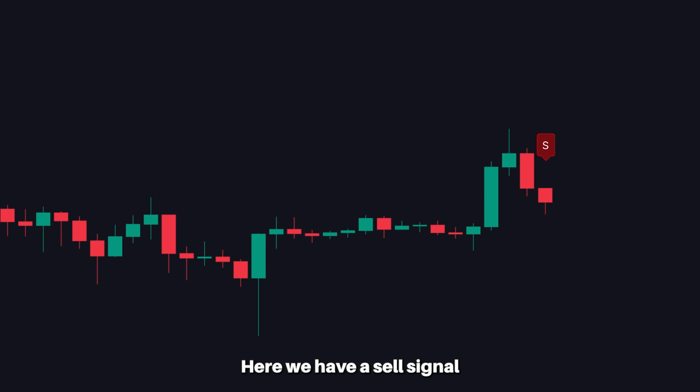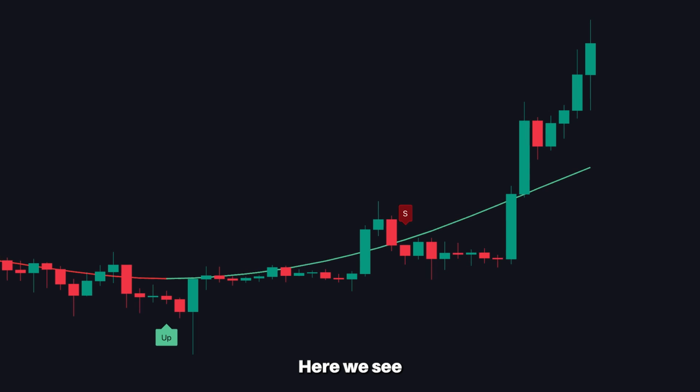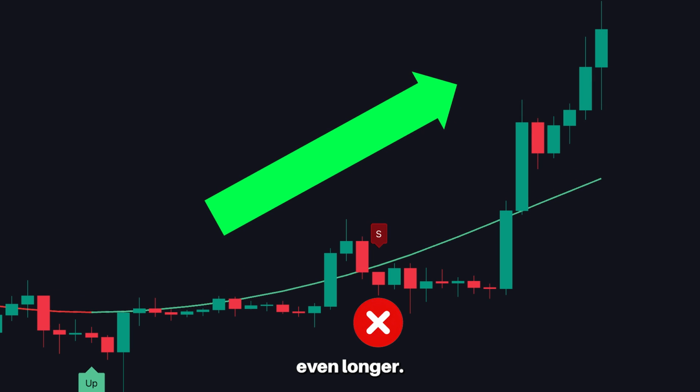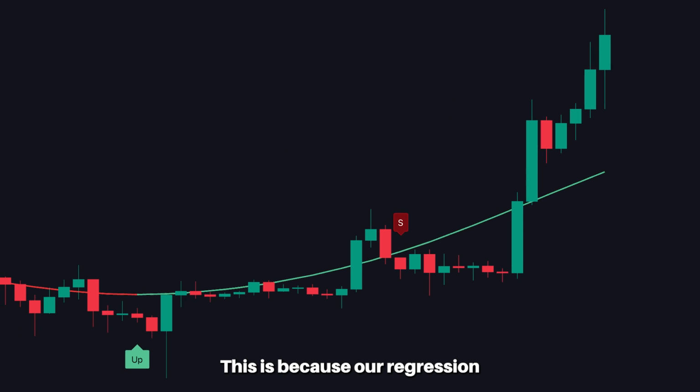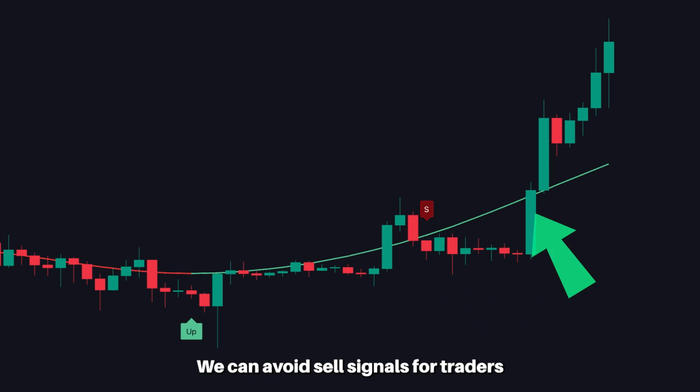Here, we have a sell signal that would have been wrong. Now, let's load in our regression and see how it would have performed. Here we see we would have avoided the fake out and stayed in our long position even longer. This is because our regression has acted as a filter. Because the regression is green, we can avoid sell signals.